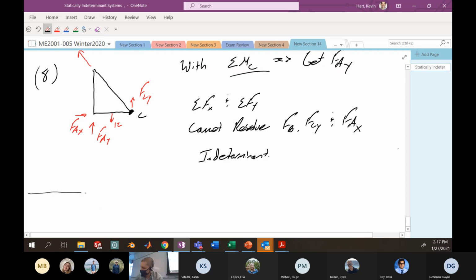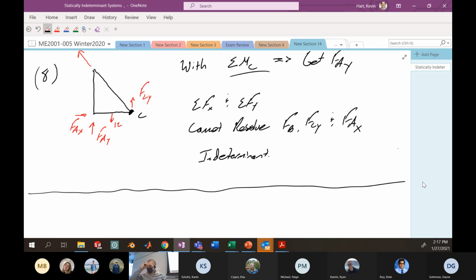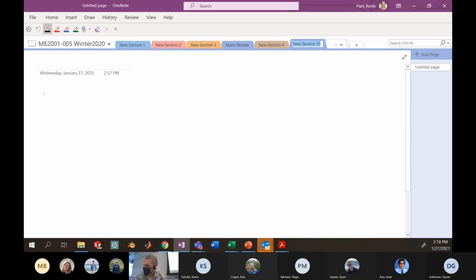So that'll end our discussion on strictly 2D and 3D equilibrium. So everything up to now, game for the test. But now we start on a new topic. And that new topic we're going to start is trusses and frames. So let's go to that.